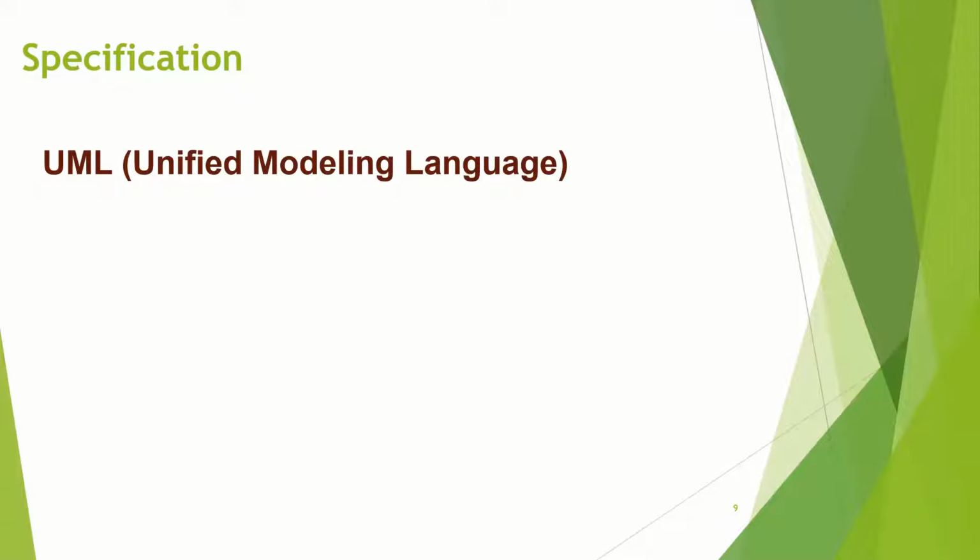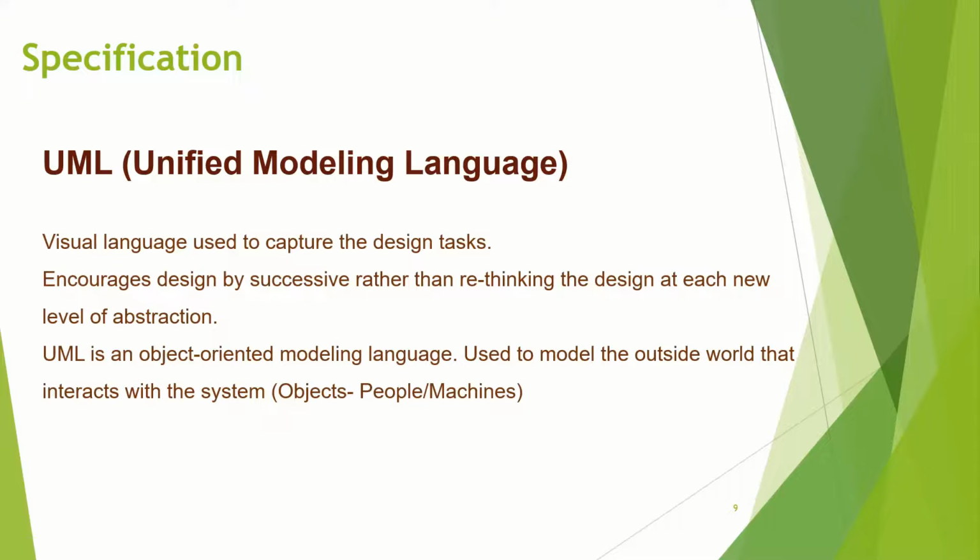To explain the specification of Model Train Controller, we use a language named UML, which stands for Unified Modeling Language. UML is a visual language that is used to capture the design task. UML is an object-oriented modeling language used to model the outside world that interacts with the system.